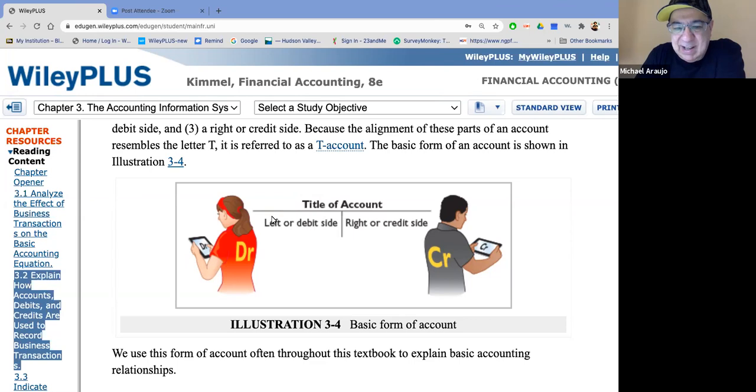One side increases it, the other side decreases it. For assets, which are first, right? Assets equals liabilities. It's the first thing that we talk about. The very first column, the debit side, increases all the asset accounts. Doesn't matter what the name of the asset account is. The debit side is the increase side. The opposite is true for liabilities and stockholders' equity accounts. The credit side is the increase side.